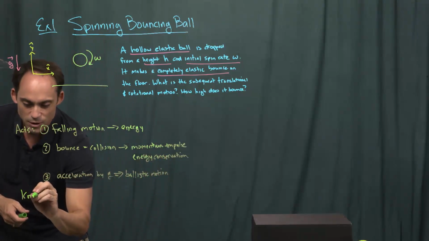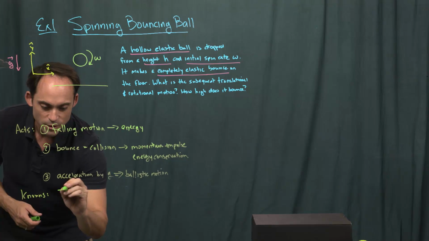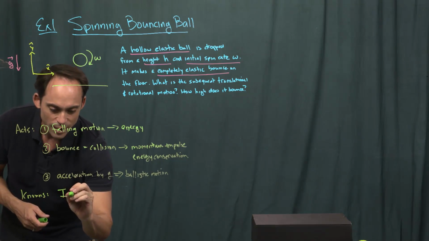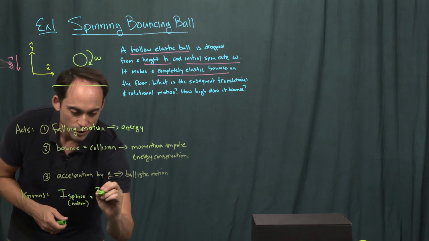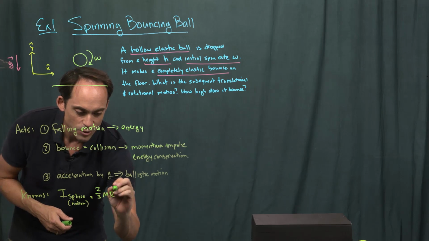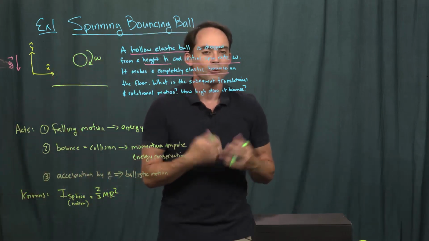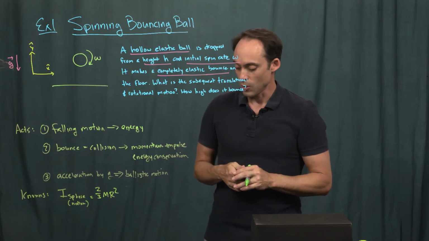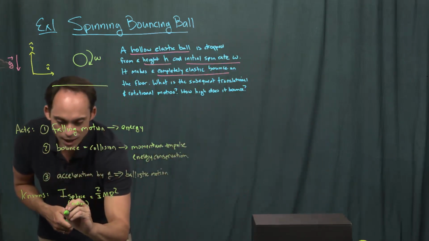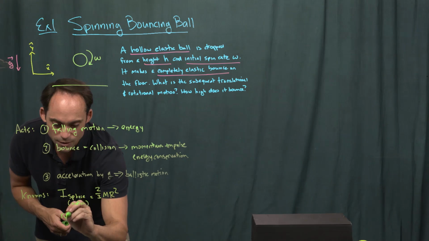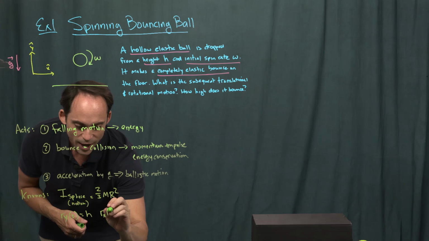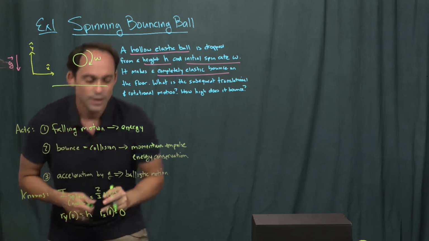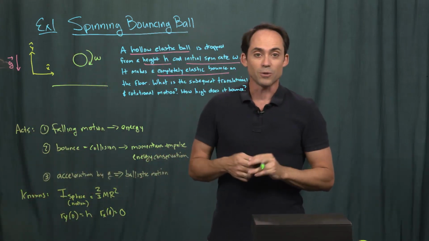So our knowns include the moment of inertia of our object, and that's for a sphere, a hollow sphere. And we can either calculate that or look it up, and that's 2/3 mass times the radius of the sphere squared. All right? We're also given an initial y coordinate that's equal to h, and we can assume our initial x coordinate, since that's not given, and we can set our coordinate system any way we want, is equal to 0.